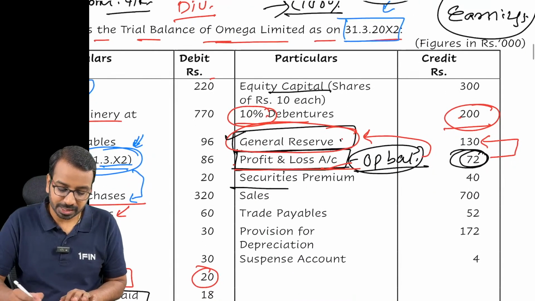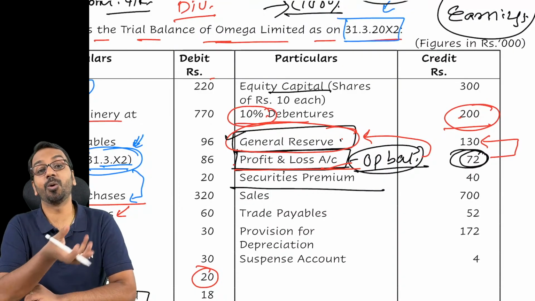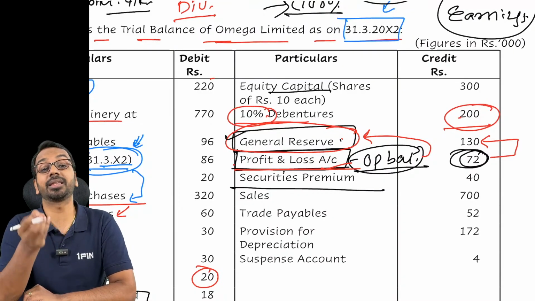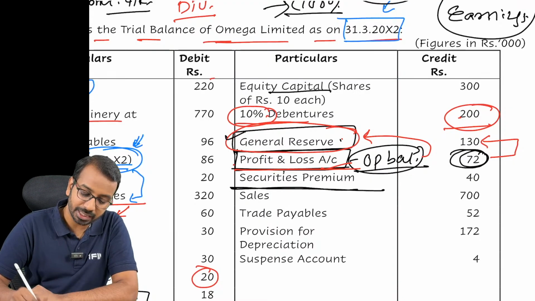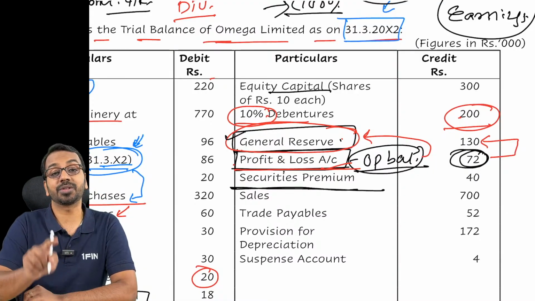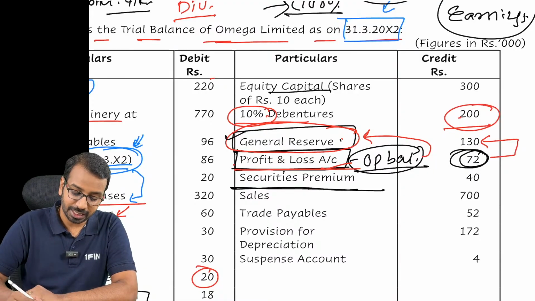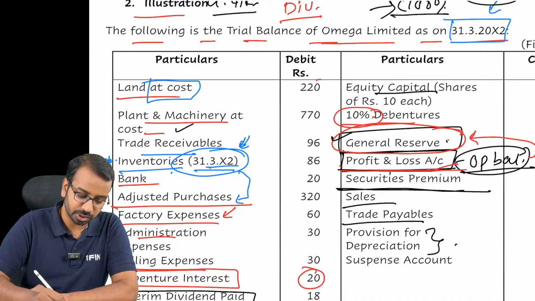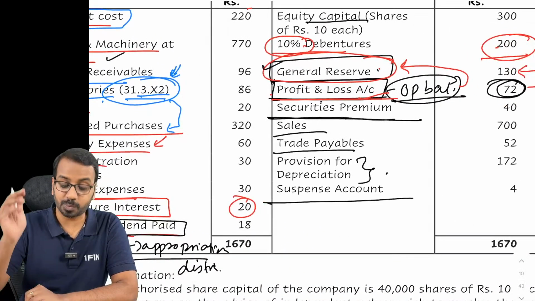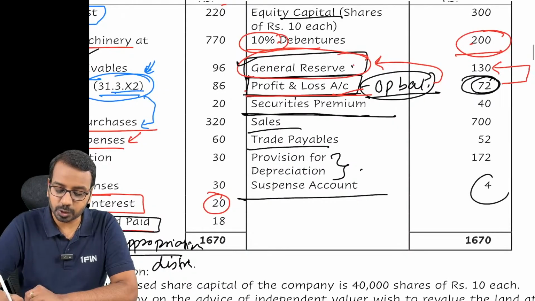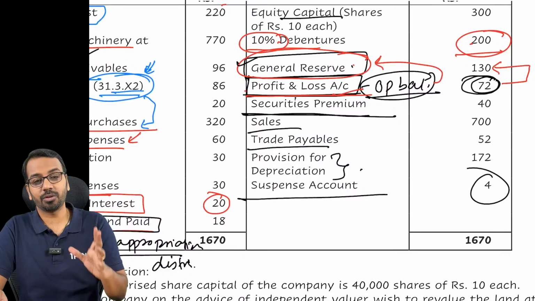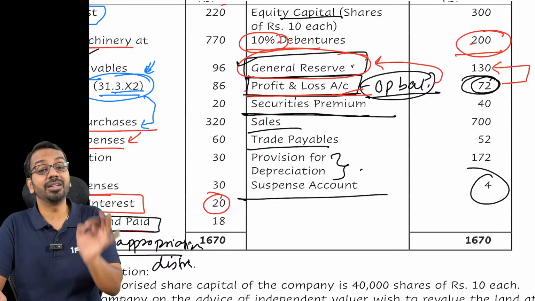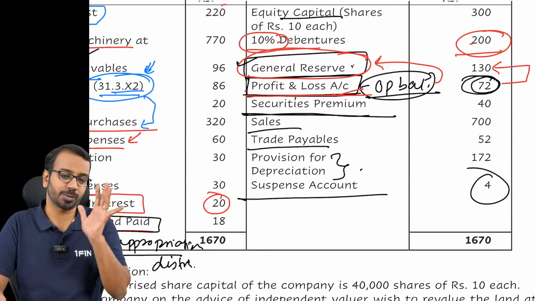Okay. Then securities premium. Now this you already know. When we issue shares at a value greater than the face value, we collect something called securities premium. This securities premium balance is also shown under reserves and surplus. Okay. Then we have sales, trade payable, provision for depreciation related to maybe plant and machinery because land cannot be depreciated, and suspense account. So there is something called suspense account. Whenever suspense account is given in the question, check for the adjustment of suspense account because there will be additional information related to suspense account.